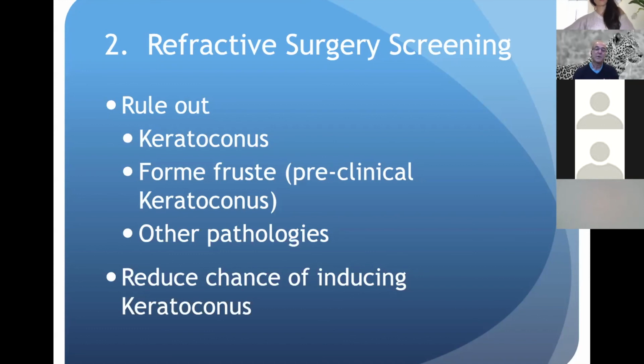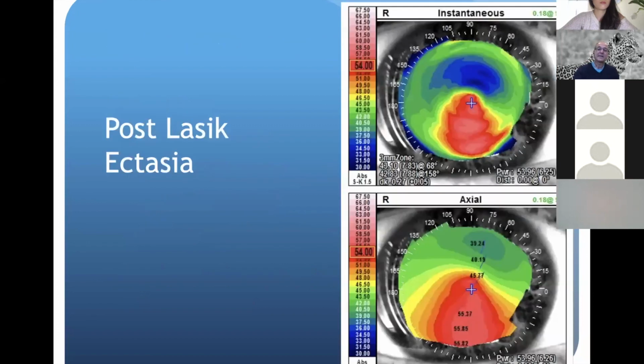And of course, we want to rule out other pathology, pellucid marginal degeneration. And what we're really trying to do is reduce the chance of inducing keratoconus. Keratoconus is a fairly common disease, but we don't want to add to the incidence of it. There's enough patients out there that need cross-linking and need contact lenses, and unfortunately some of them require corneal transplants. We don't need to make more business for ourselves.